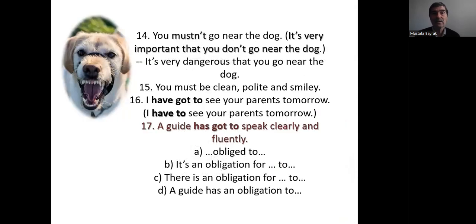14, you mustn't go near the dog. It's very important that you don't go near the dog. It's very important, adjective, that you don't go near the dog. It's very dangerous that you go near the dog. 15, you must be clean, must be. You must be clean, polite, and smiley.